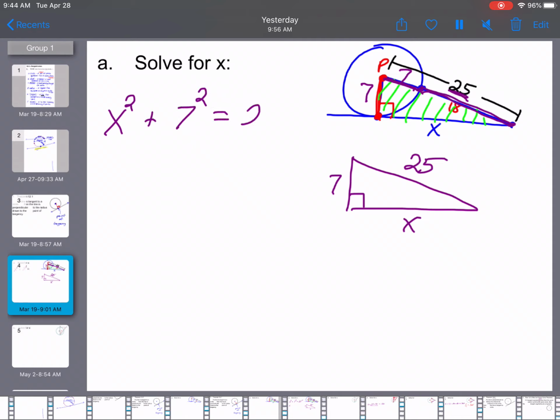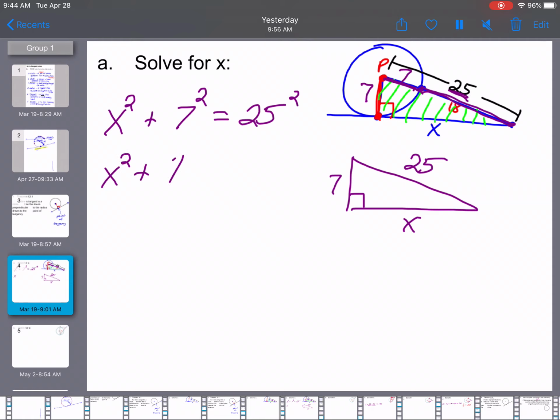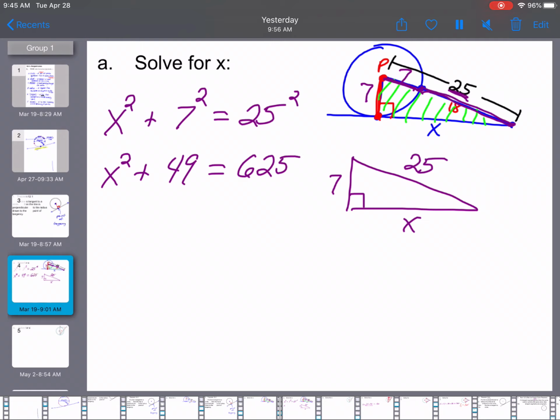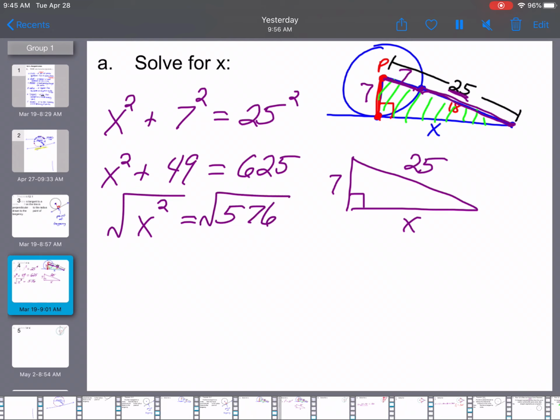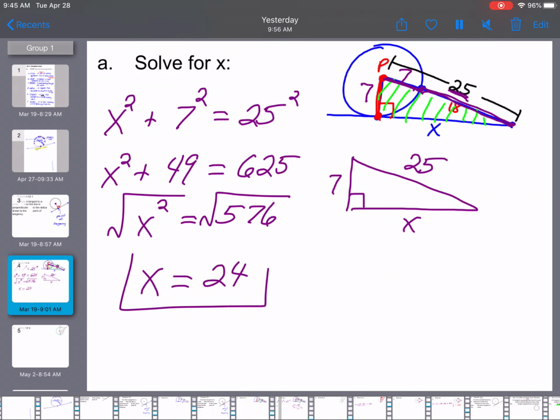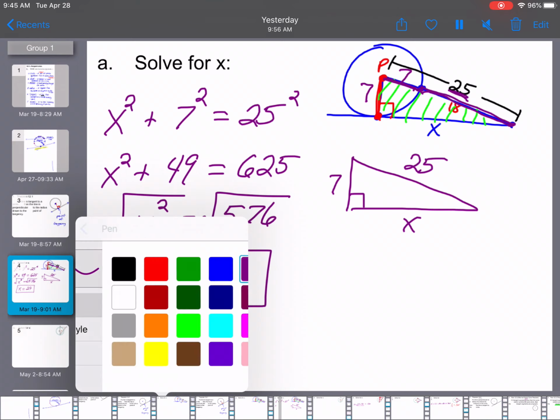x squared plus 7 squared is equal to 25 squared. Cleaning things up, that's going to be x squared plus 49 is equal to 625. We'll subtract that 49 from both sides and get x squared equals, I believe, 576. And then take the square root of both the left and the right, and as dumb luck would have it, 576 is a perfect square, and x is 24.